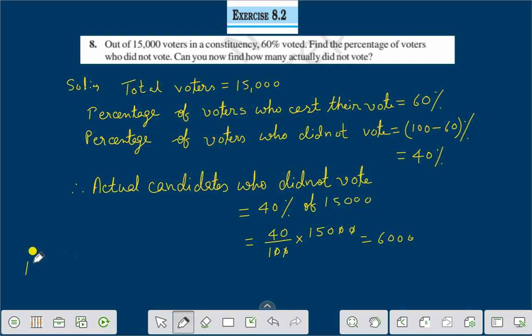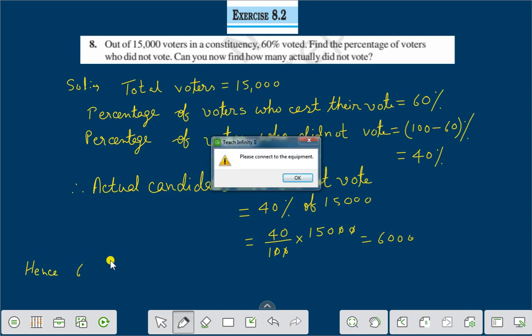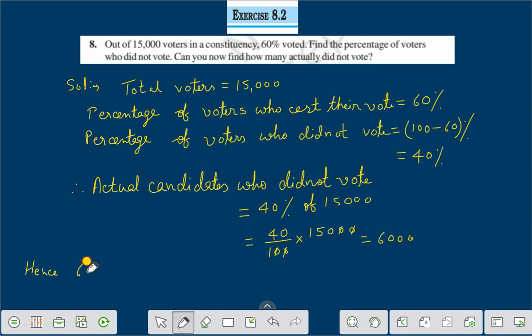Hence, 6,000 candidates did not vote. They did not cast their vote. This is the answer.